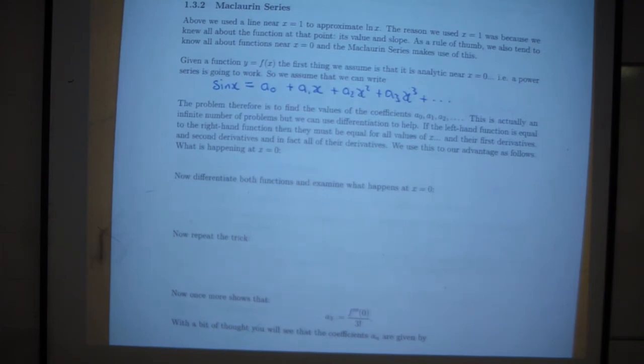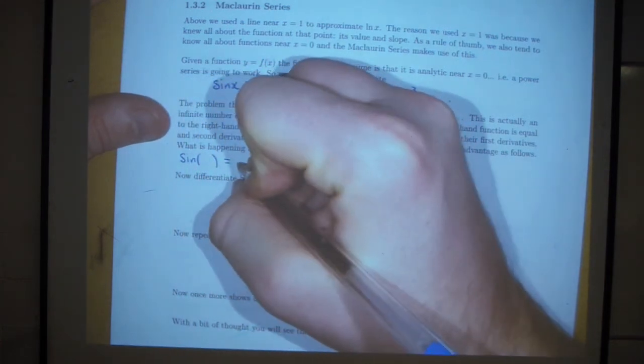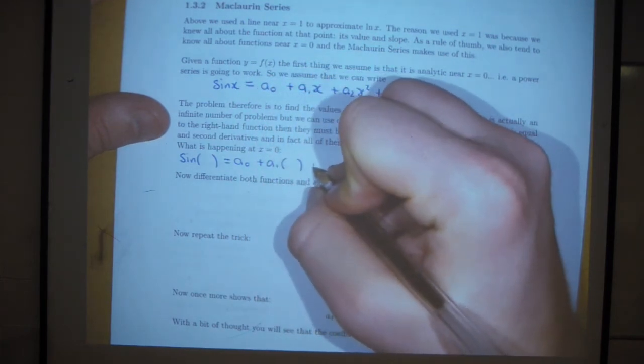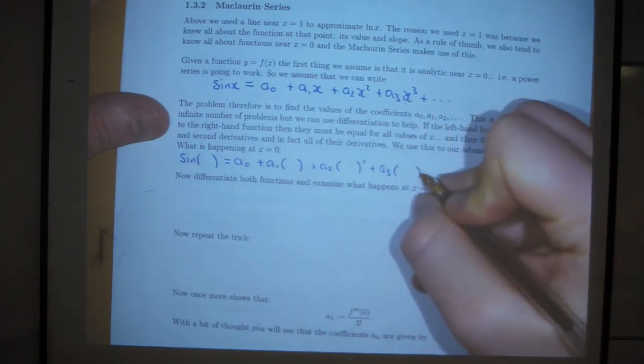So how we get around this is we say that if these two things are truly to be equal, and there's a lot of work to be done here that we're brushing under the carpet, then their values are equal at all values of x, and also if they're the same graph, their derivatives are the same. And their second derivatives and their third derivatives, etc. So what we're going to do is substitute into this x equal to 0. So we'll have sine of 0 is equal to a0 plus a1 times 0 plus a2 times 0 squared plus a3 times 0 cubed.